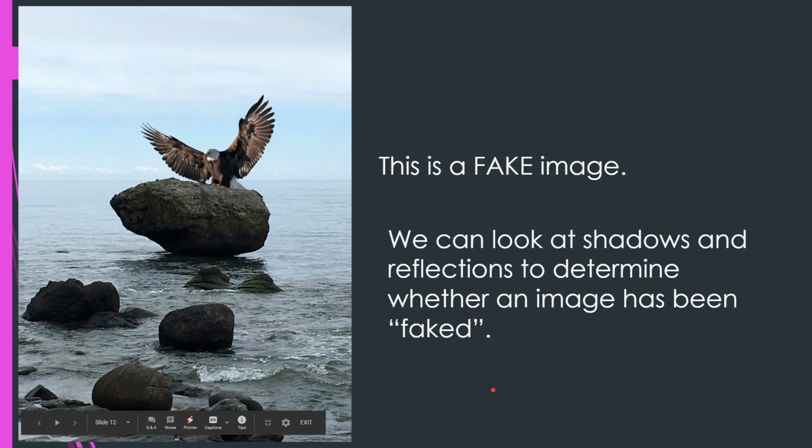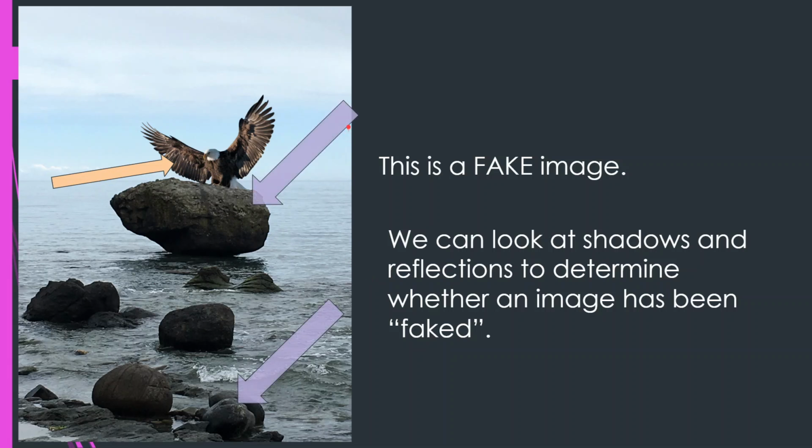And the reason why I wanted to bring fake images into this is because you can actually look at shadows and reflections to determine whether an image has been faked. For example, if we look at this eagle, where's the light coming from? Right? We can see the shadow on the side of its body and on the back of its tail. It looks like the light is coming at sort of this angle towards the eagle.